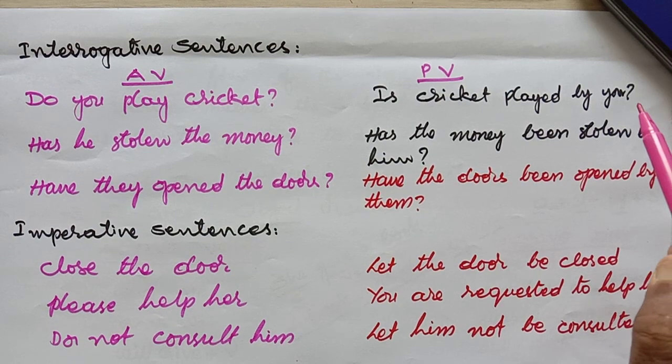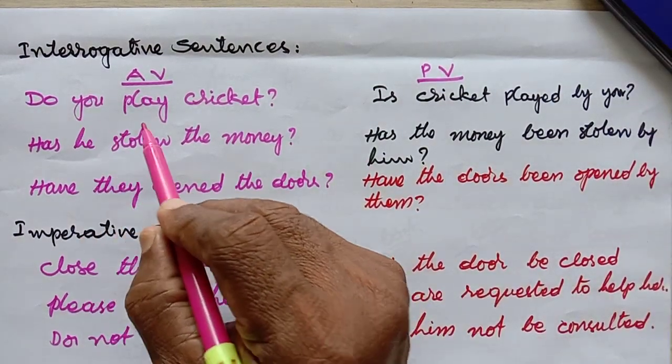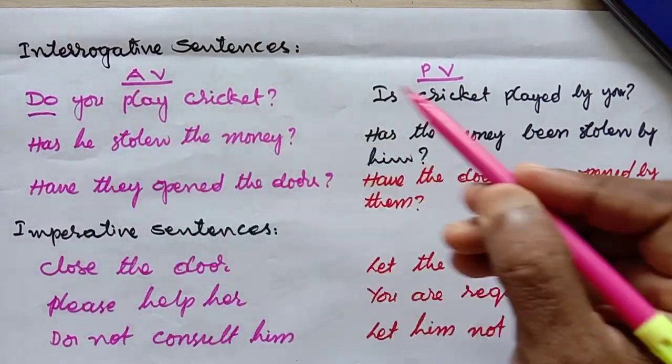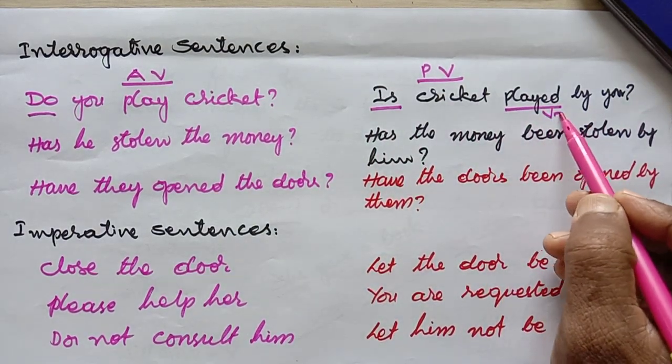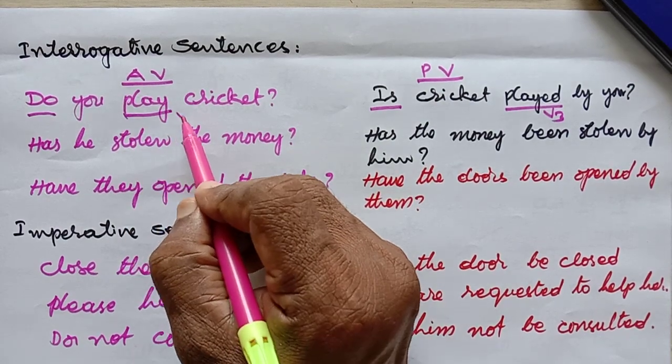Is cricket played by you? Now, see, do you play cricket? This is a verb form and hence we have taken is. Played, V3. Okay, this is play, V1.